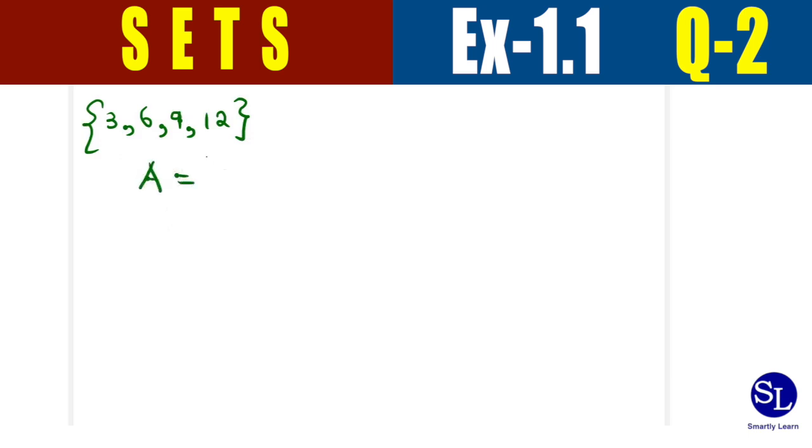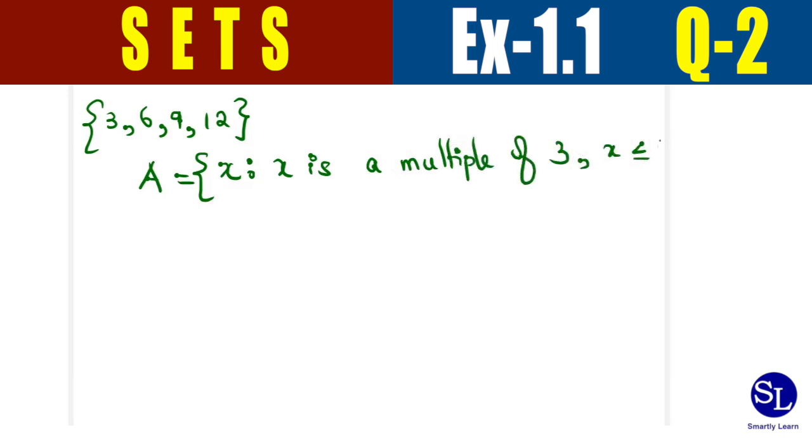So A is going to be equal to having elements X such that X is a multiple of 3. I'm going to use the English notation. So X is a multiple of 3 and X is also less than or equal to 12. So when I say X less than or equal to 12, 12 is inclusive. So this set is a definition. You can also use the notation X less than 15. So then also this set will be the matched.